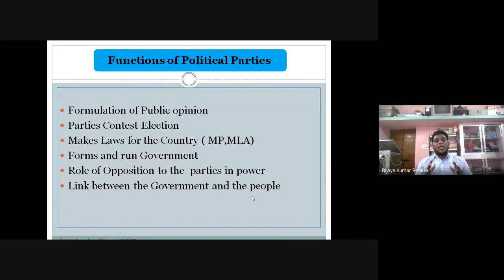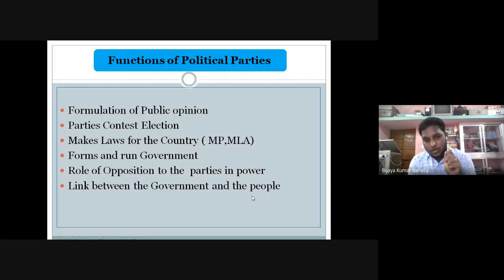The role of an opposition party, as compared to a ruling party, is equally important, or we may say even higher than the ruling party. The role of an opposition party is extremely important compared to a ruling party.